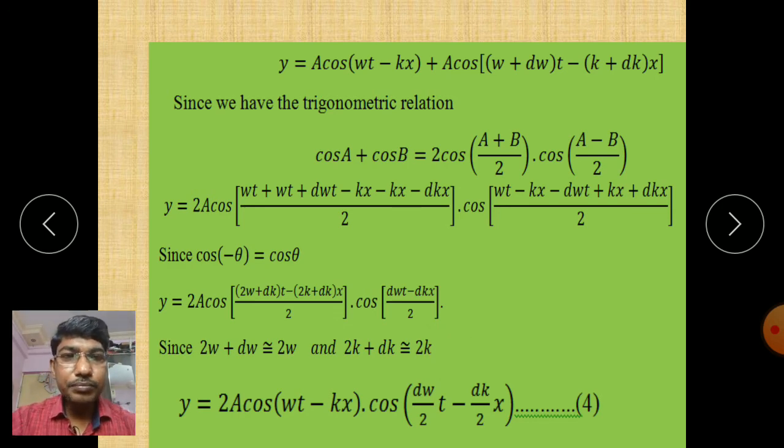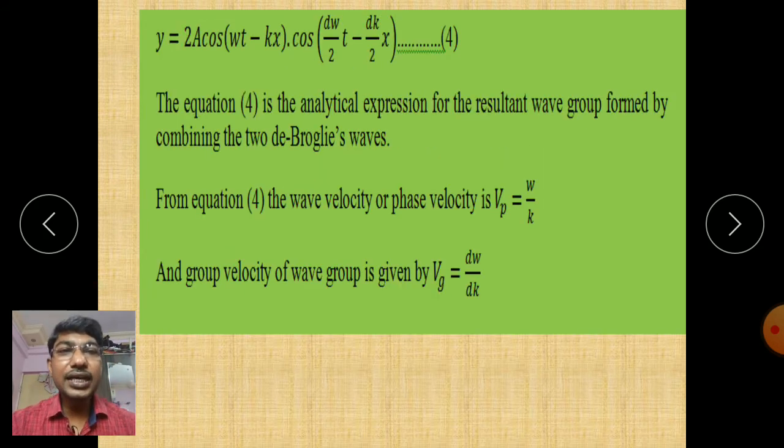Now, substituting this, we get y = a cos(ωt − kx) cos((dω/2)t − (dk/2)x). This is equation 4, and this equation 4 is an analytical expression for the resultant wave group formed by the combination of two de Broglie waves. This equation represents the displacement of the group of waves, or the displacement of the group of particles.